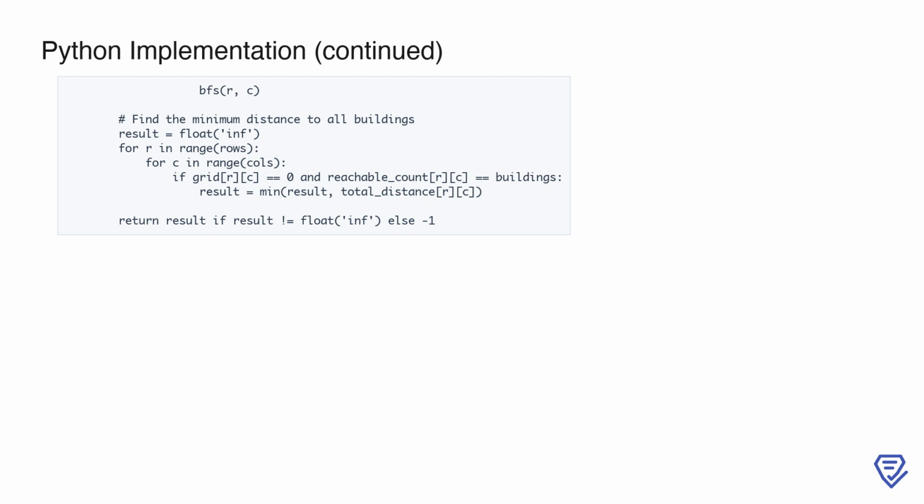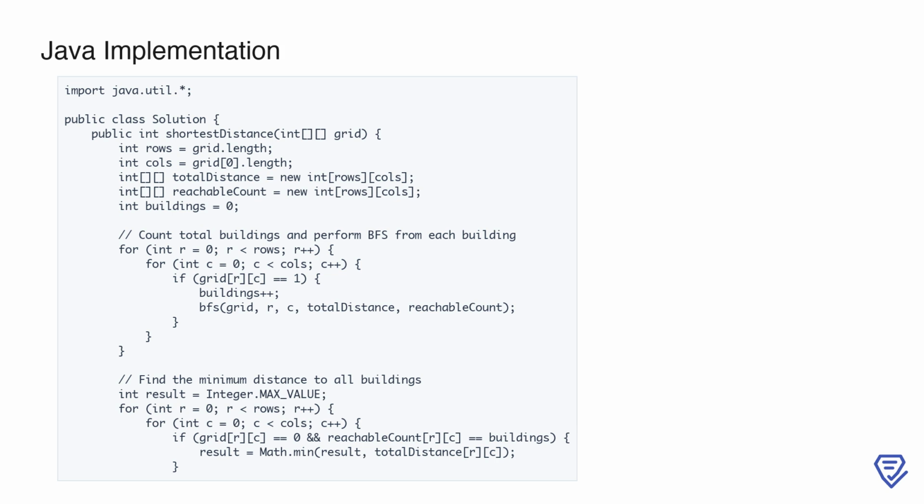Together, this implementation efficiently calculates the shortest distance from all buildings to an empty land cell using BFS and dynamic programming concepts. Here, we begin implementing the solution in Java. First, we import the necessary packages and define the solution class.